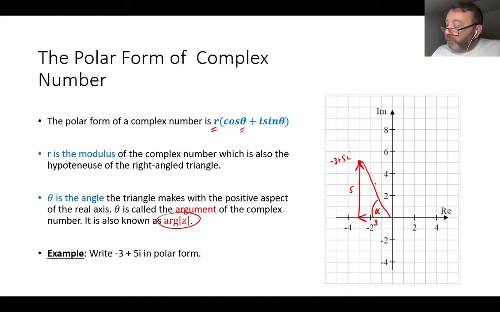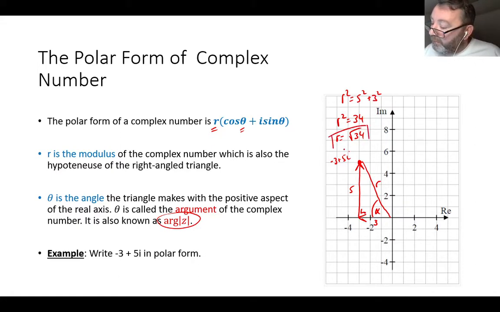So the 2 things I want to work out are r and theta. So let's work it out. R is the hypotenuse of this right angled triangle. So therefore r squared is equal to 5 squared plus 3 squared. R squared is equal to 25 plus 9, which is 34. Therefore r is the square root of 34. Now, I don't think you can simplify that. The square root of 34 stays the same. Okay, so there's r. Keep that highlighted in front of you.